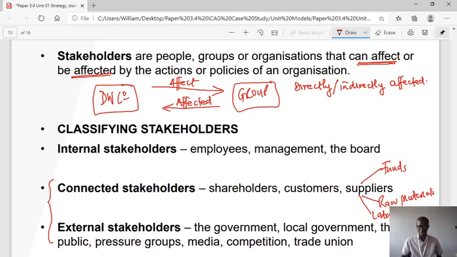Then we have external stakeholders. They are less affected. Example, government, local government, public, the community, pressure groups, and so on, and the external trade union bodies.